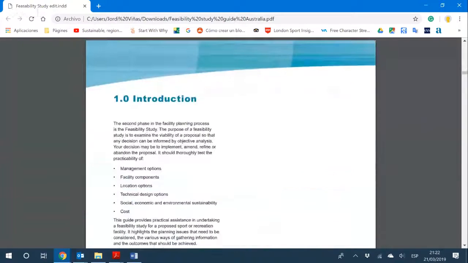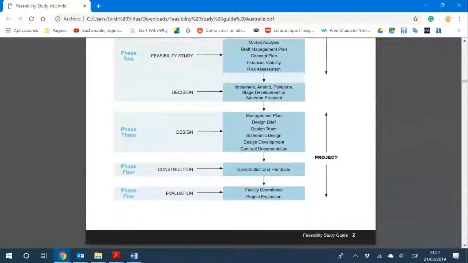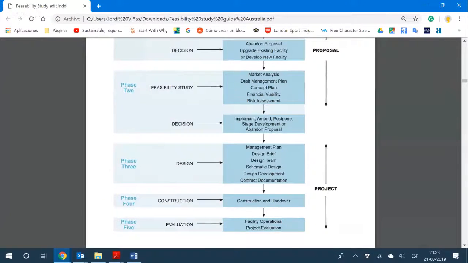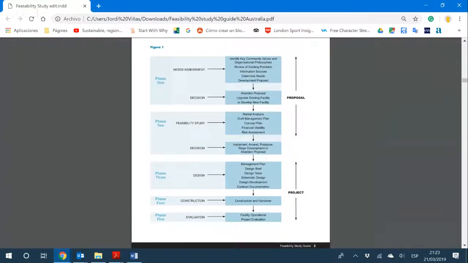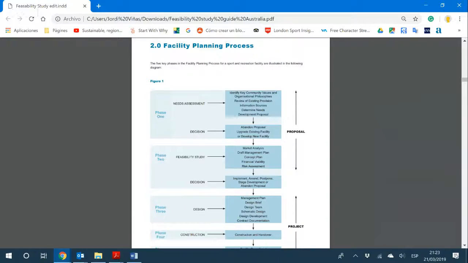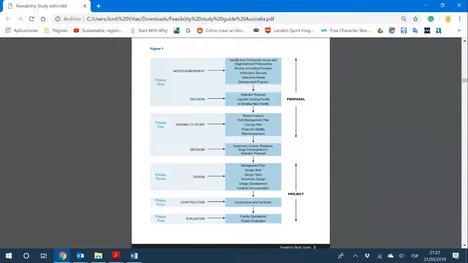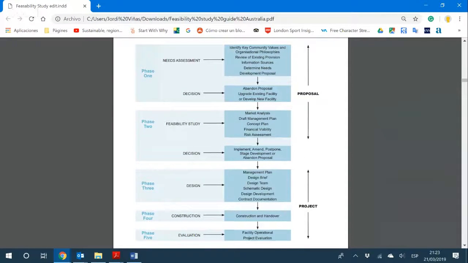We start on page number 2, where we can see this chart, figure 1, where the document establishes 5 different phases when developing or planning a sports facility. So the point was to discuss with you if you believe this is okay, whether it can apply to any country, and whether it differs a lot from what we have been analyzing in phase number 1 of this module of facilities management.